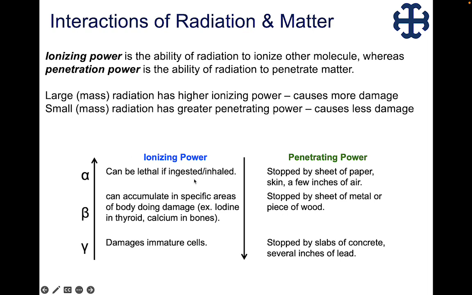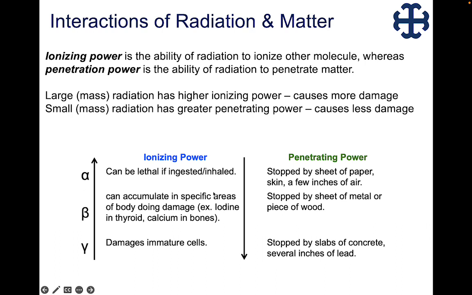And so this figure is basically the key here. Alpha particles are, as long as you don't ingest them, pretty much harmless. But if you do ingest them, they can actually be incredibly harmful. There have actually been some reported assassinations carried out where people put an alpha-emitting isotope into someone's food, they ingest it, and it emits alpha particles and actually slowly kills someone.